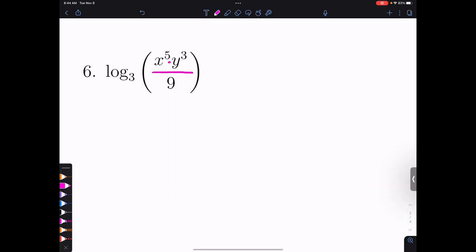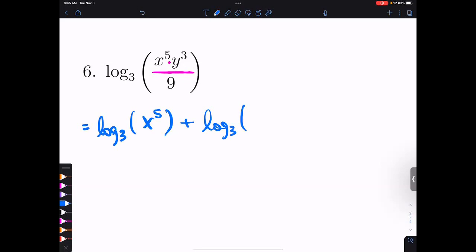So there's multiplication right there, x to the 5th times y cubed. There's division here, dividing by 9. So this is going to turn into the log base 3 of x to the 5th plus the log base 3 of y cubed minus the log base 3 of 9.